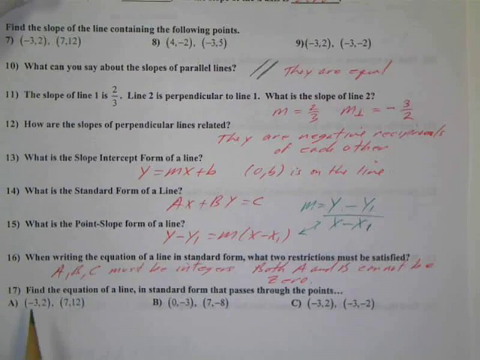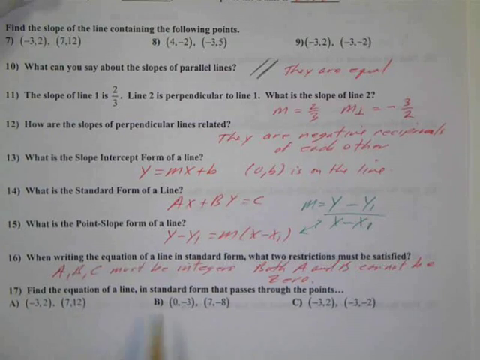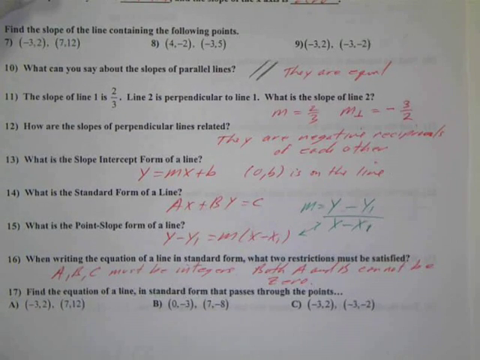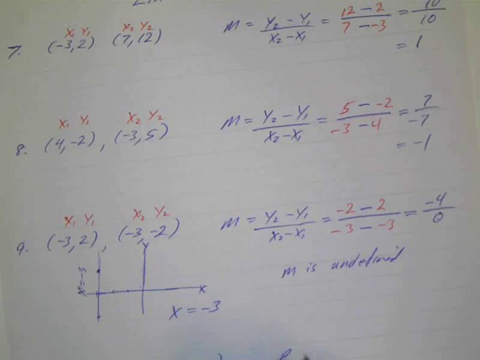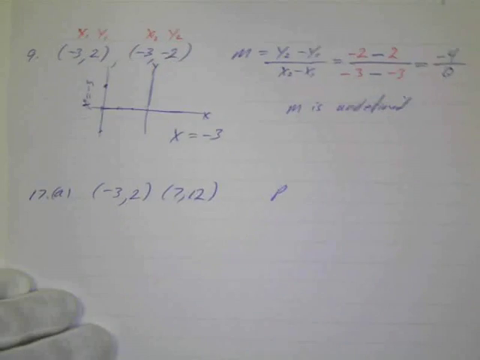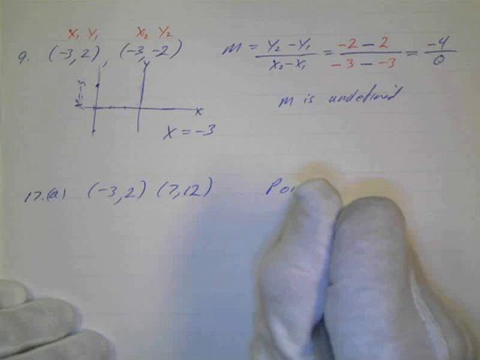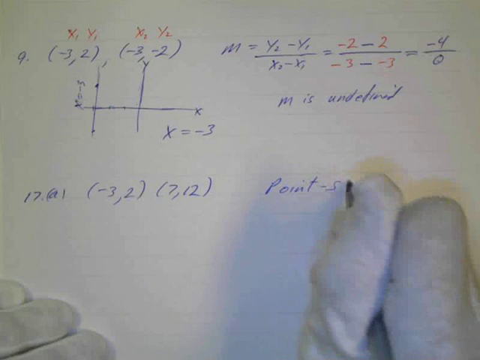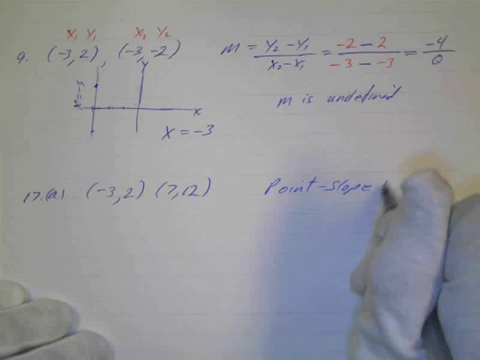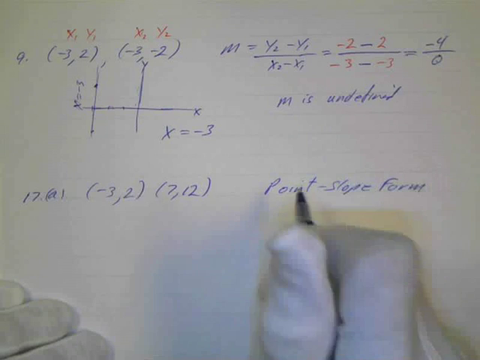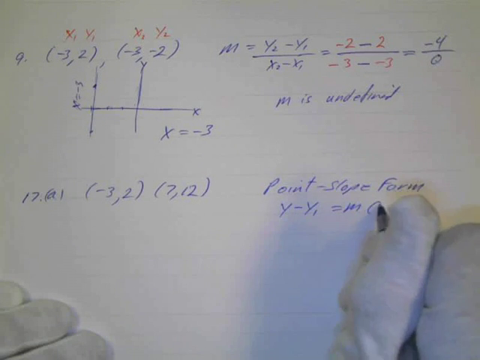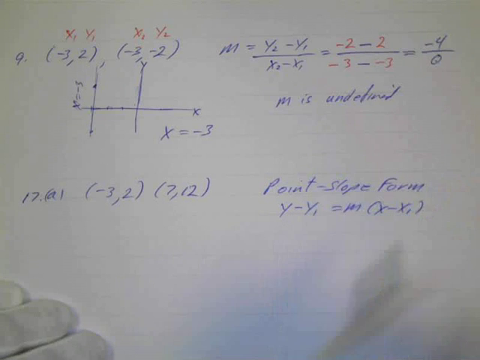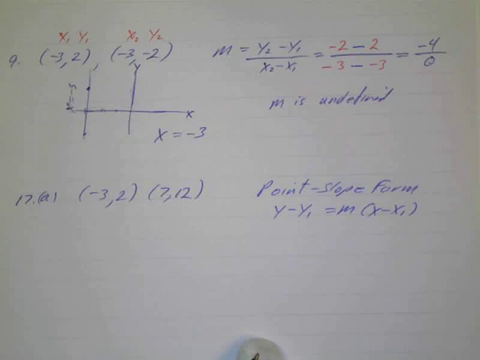So if we look at number 17, we have two points, but we don't have the intercept, so we're going to have to use what we call the point-slope form. That's y minus y1 equals m times x minus x1. You pretty much need to remember this. You need to remember all three forms.